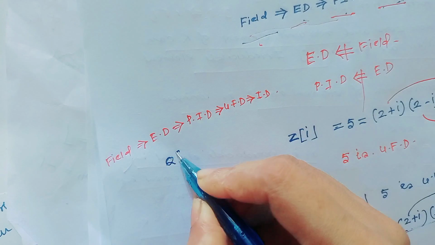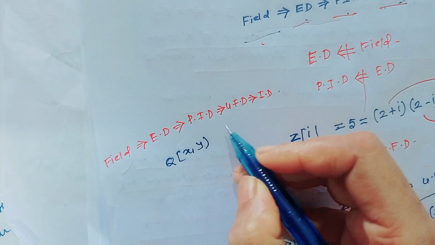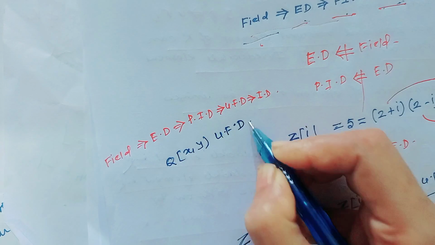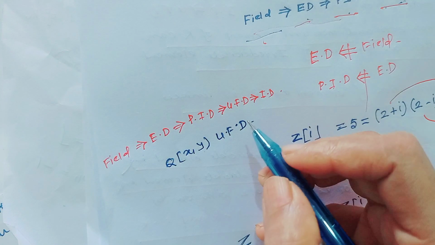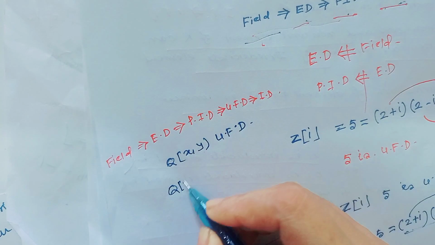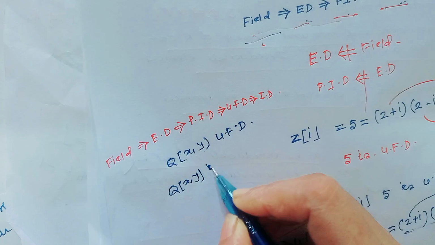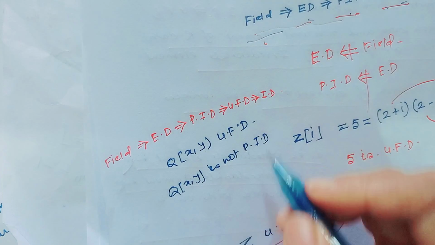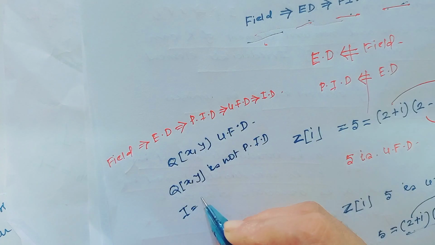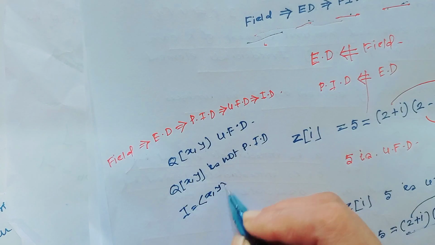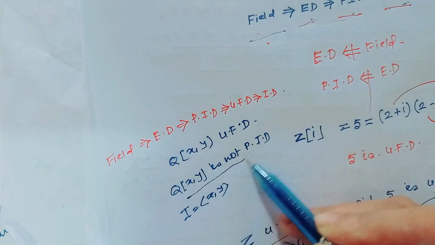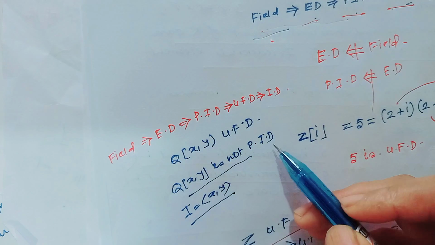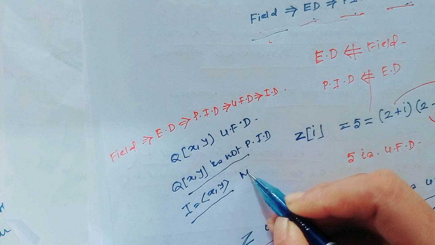Next, is Q[x,y] a P.I.D? Sorry, is Q[x,y] a U.F.D? Notice Q[x,y] is not a P.I.D, because here the ideal is generated by x and y, by two elements. So this is not a P.I.D, so this is not a U.F.D also.